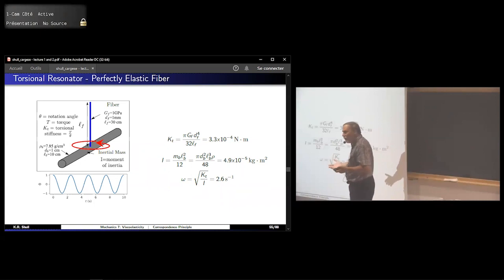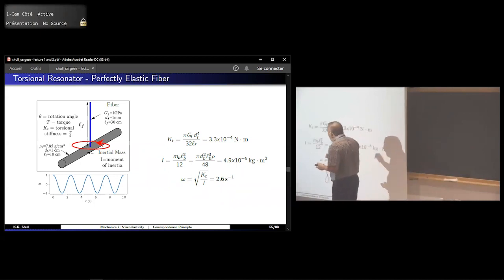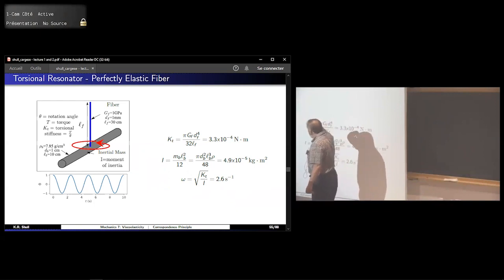Again, I think this is fairly consistent with some things you've already had. Let's look at a real problem now, and this is the correspondence principle. This is the example I'll show, and it makes the connection to how we're actually going to measure viscoelasticity in some of our materials. This is a torsional resonator. It's a spring, and the spring is just a polymer fiber. It's got these dimensions and a typical glassy polymer modulus around a gigapascal.